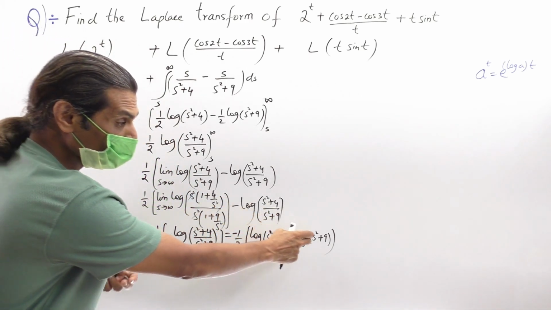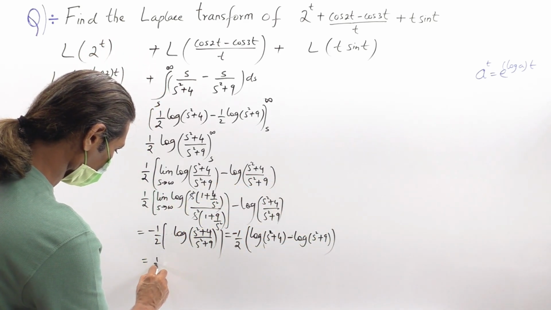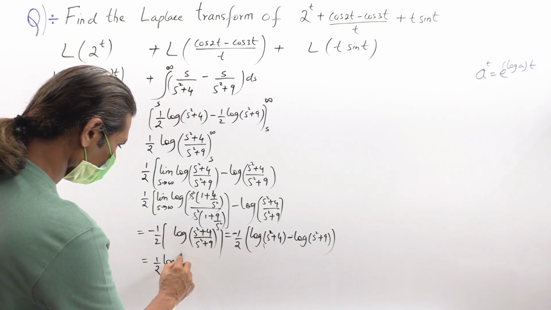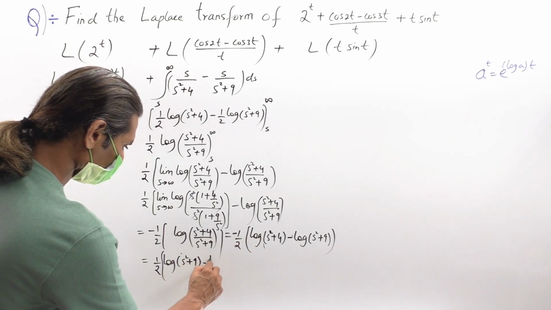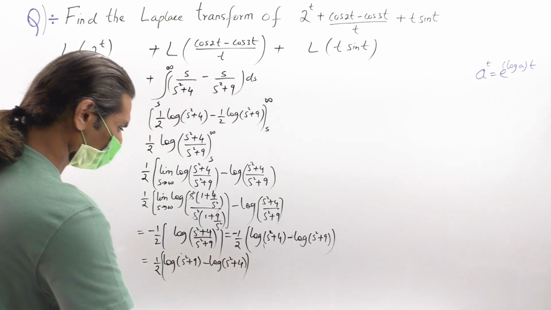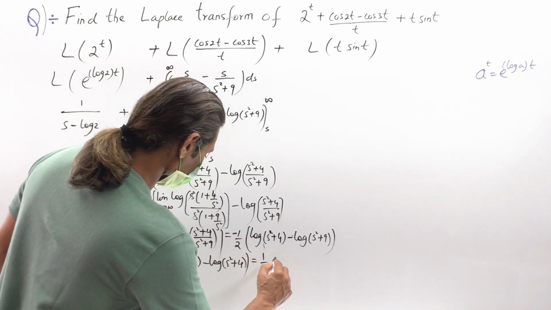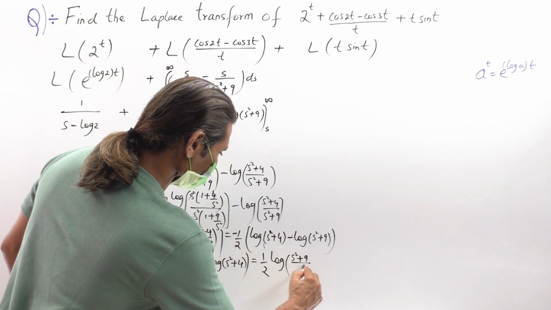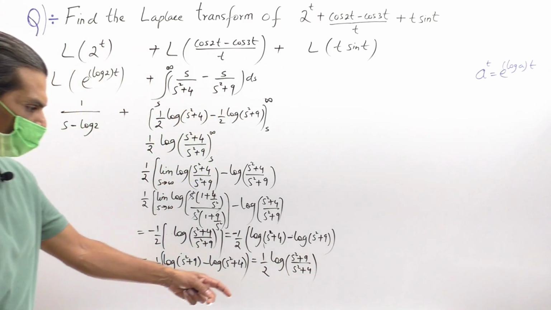So log of s square plus 9 will come first. So we have this as 1 by 2 log of s square plus 9 minus log of s square plus 4. Now again, log a minus log b is log a by b. So this will be 1 by 2 log of (s square plus 9) by (s square plus 4). Fine. So till here you get.